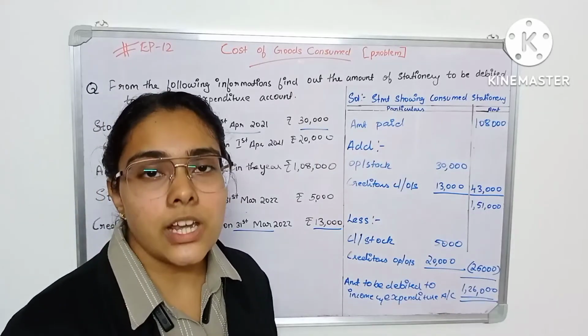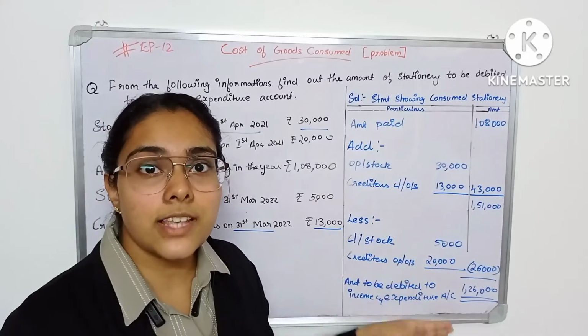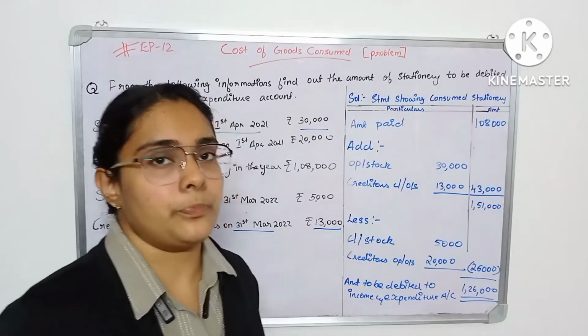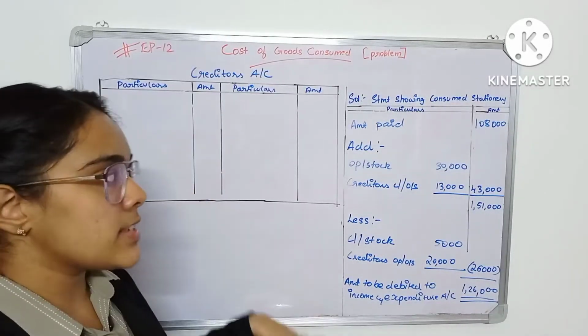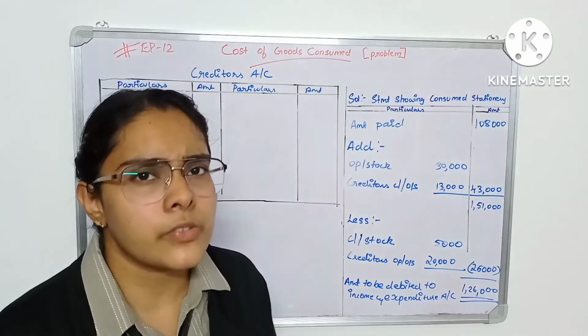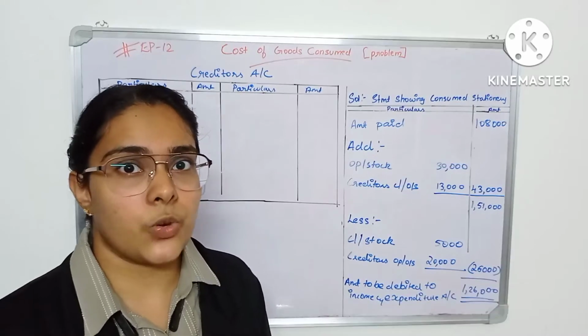Okay, the amount of stationery consumed by you during the year. This is the first method. Now let us discuss another method by preparing the sundry creditors account. I have drawn here the creditors account, and you are going to prepare it for ascertaining the amount of purchases that you have made.